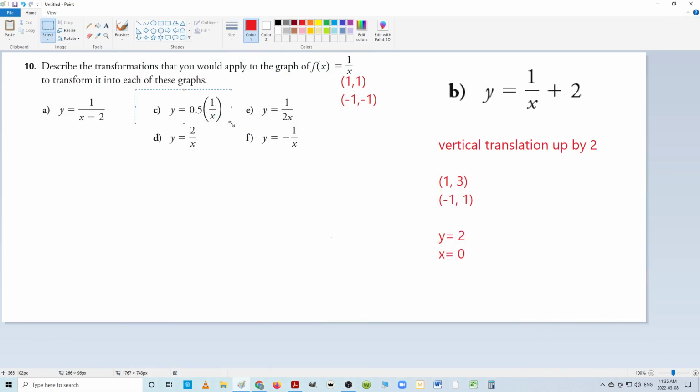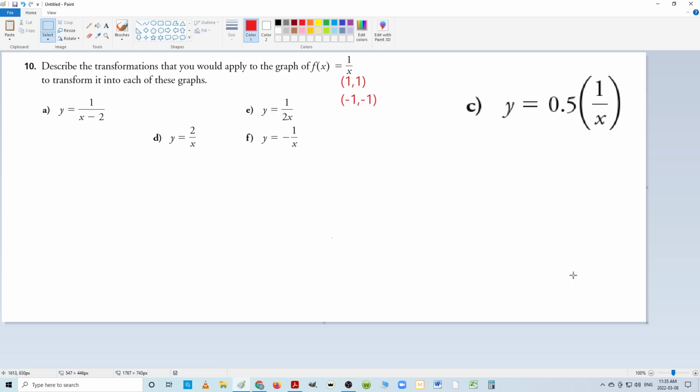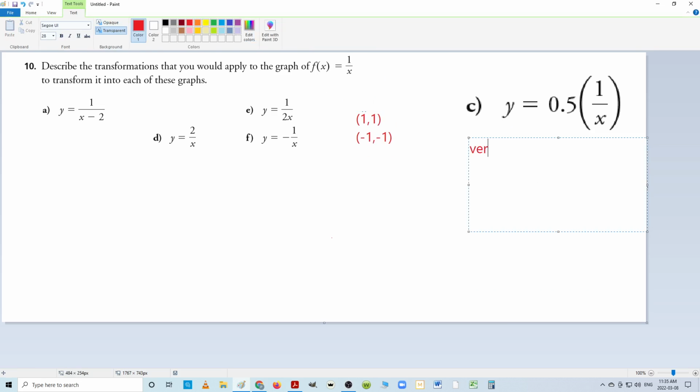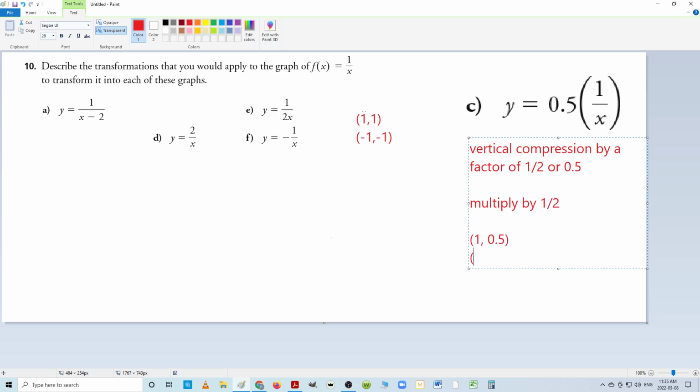What happens with this one? Well, notice the numbers outside of the x. It's nowhere near the x. So this is a y transformation, which means this is called a vertical compression by a factor of 1/2 or 0.5, which means I multiply all my y values by half, which means my new points will be 1, 0.5 and -1, -0.5.